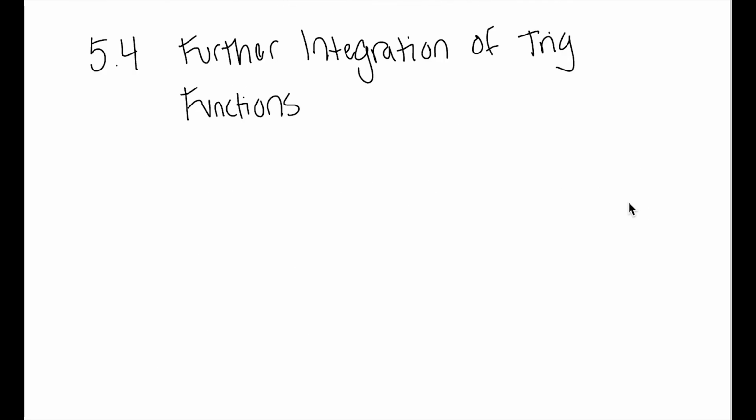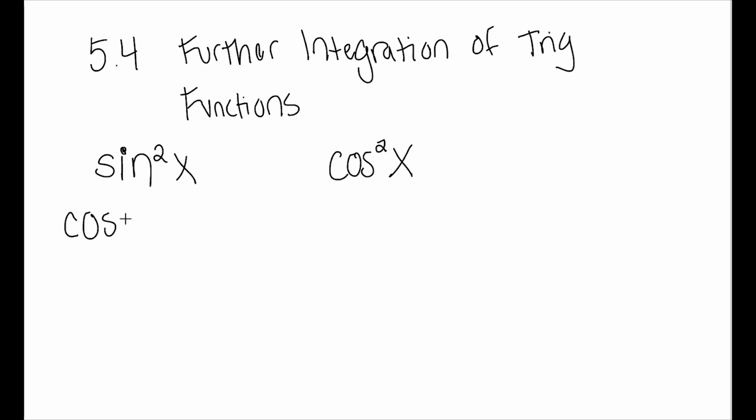So let's look at further integration of trig functions, which is going to involve using our trig identities to make it easier. Okay, so let's talk about how we can integrate sine squared x and cosine squared x. So we're going to use our double angle cosine identity in order to make our lives easier. So the cosine of 2x equals 1 minus 2 sine squared x.